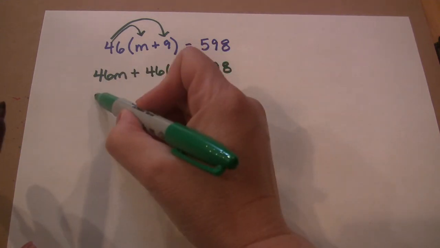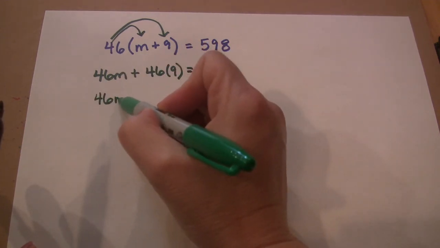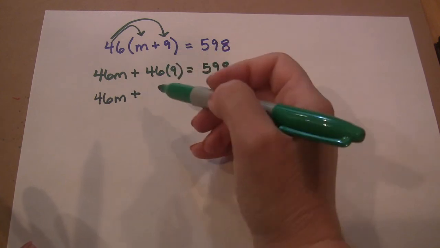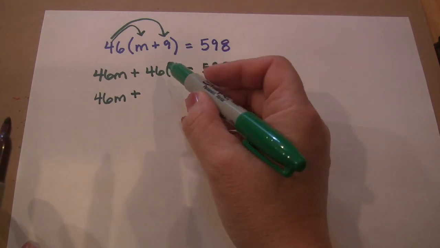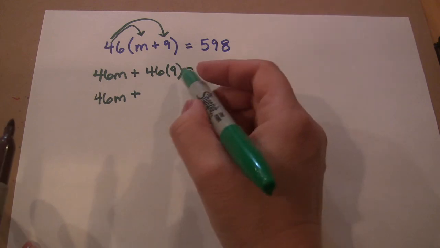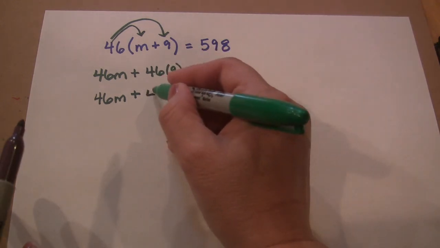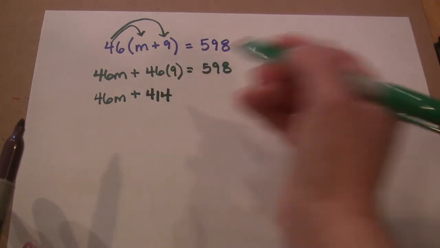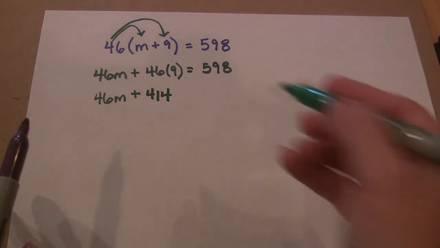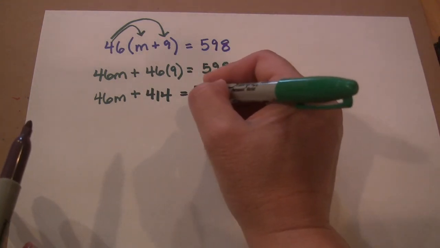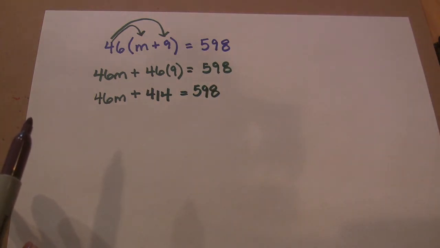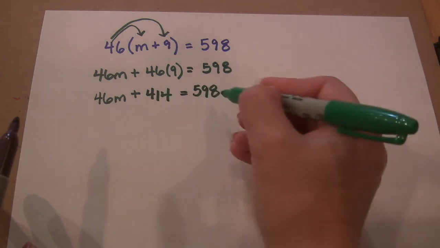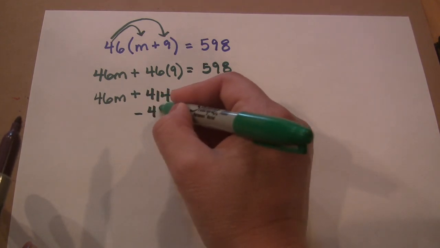And then I do a little bit of math. I do 46m plus, and I use my handy dandy calculator to figure out what 46 times 9 is, and if you are playing along at home, you'll know that the answer is 414, equals 598. All right, what do we do next? Well, we subtract the 414 from each side.